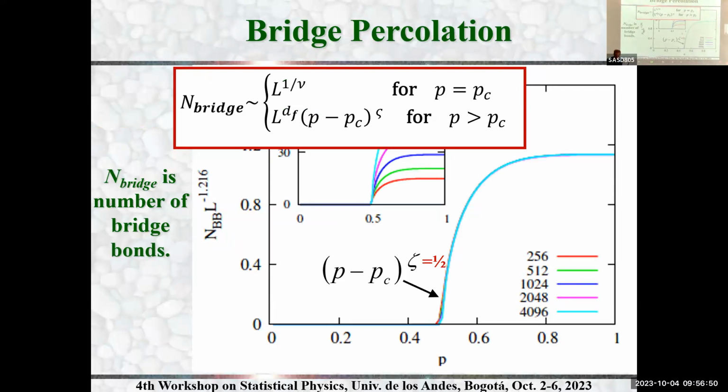So what we have found, and this is important to memorize, is that the number of bridge points scales like L to the fractal dimension times P minus PC to some exponent. This scaling law I will apply in a few minutes again. Okay, is this okay? Good.